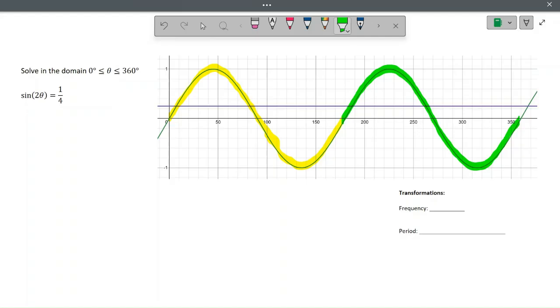So let's get started solving this equation. And I always ask my students to identify the frequency and the period before we even get started, because it's going to impact our solving. So I'm noticing I have sine of 2 times theta equals 1/4.